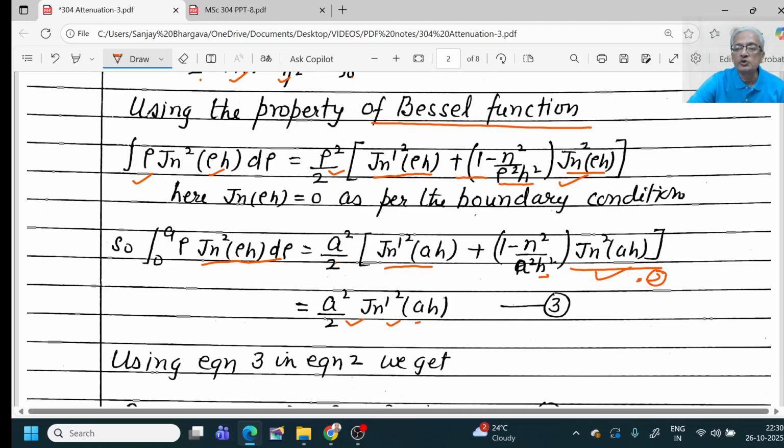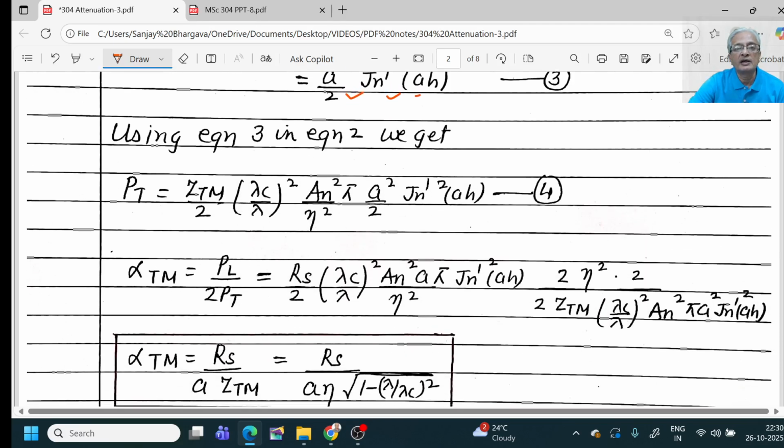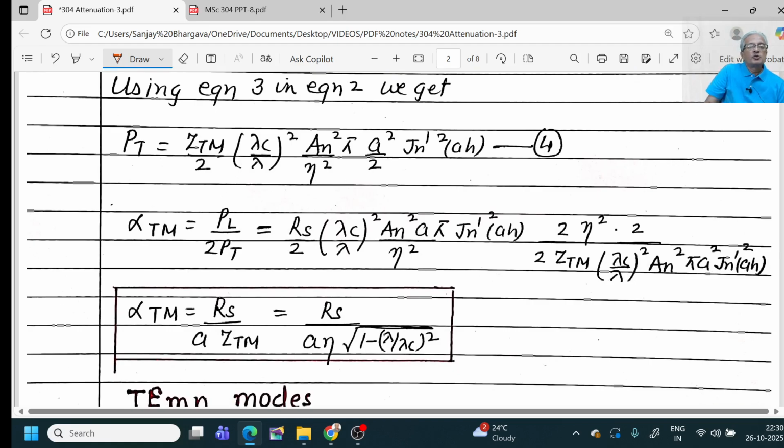Now you need to use equation number 3 in equation number 2 so that we get the transmitted power. So PT would now be equal to ZTM/2 (λc/λ)² An² π a² Jn'²(ha) upon η² into 2. This is equation number 4.